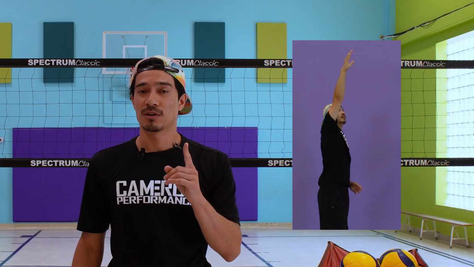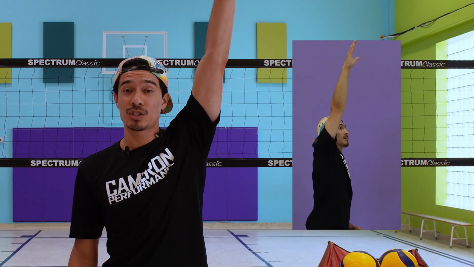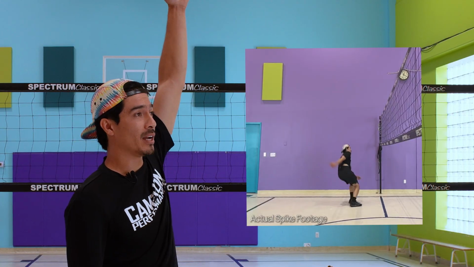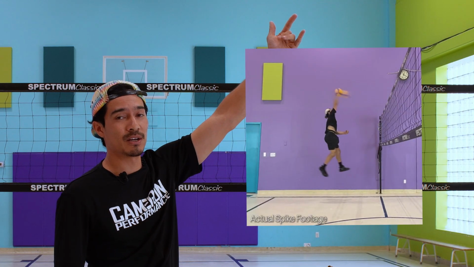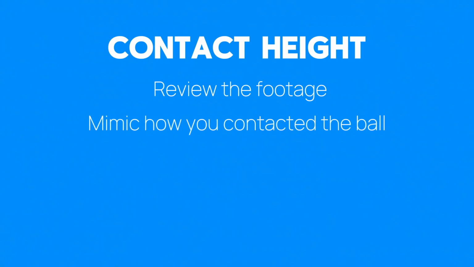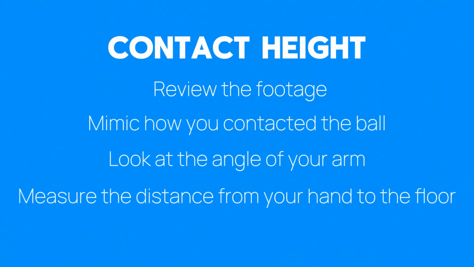And then the next thing that we're going to get is your spike contact height. This is very different from your standing reach. If you contacted it here, then it's going to be your standing reach. But if you contacted it out here, then it's going to be very different. In order for this to be more accurate, you need to make sure that you're getting your actual spike reach, or your spike contact point reach.